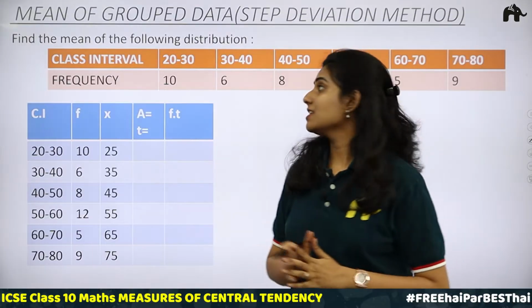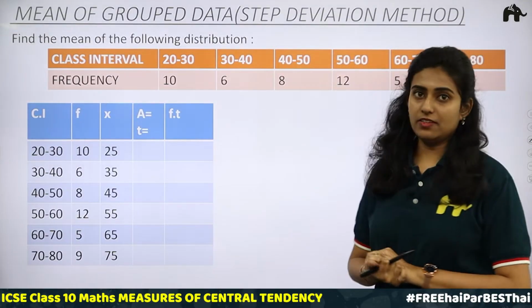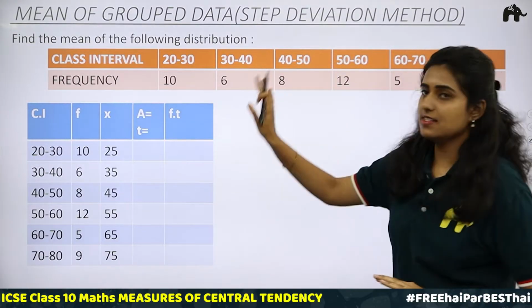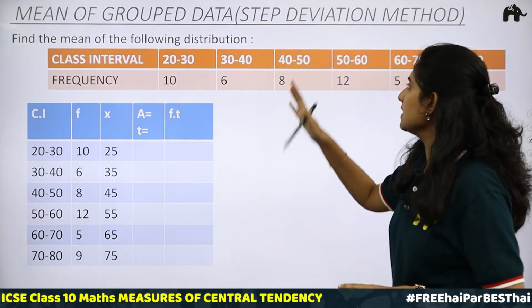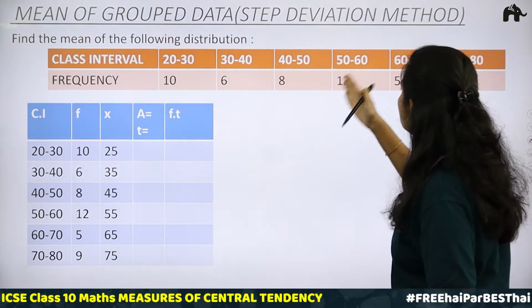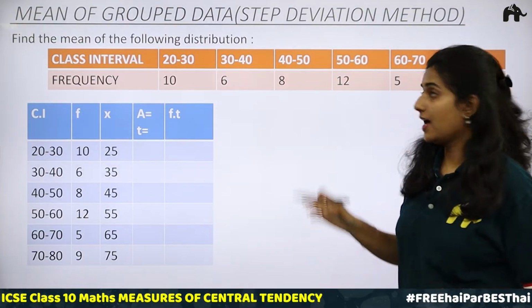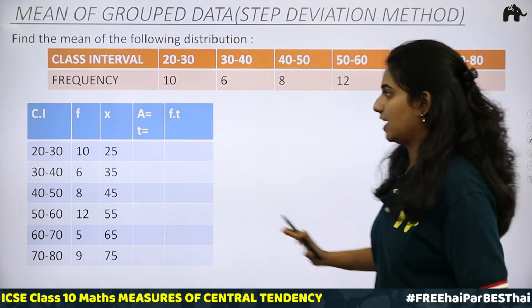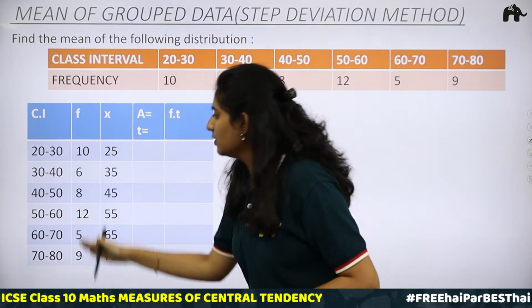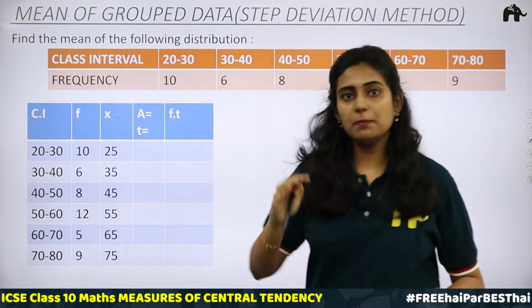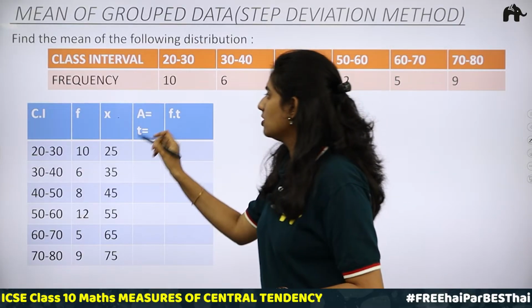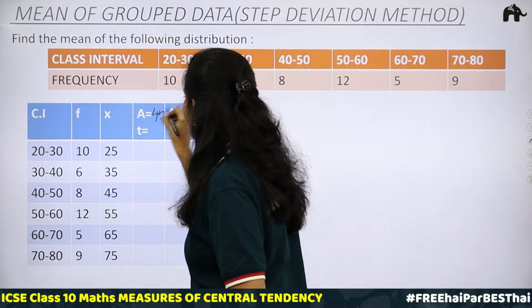Next, let us do the same problem with the step deviation method. Here we have the class intervals and the frequencies are the same. 20 to 30, 10; 30 to 40, 6; 40 to 50, 8; 50 to 60, 12; 60 to 70, 5; and 70 to 80, 9. We have the class intervals, frequencies, and x, the class mark, we have determined: upper limit plus lower limit divided by 2. Then what is the assumed mean? Assumed mean is equal to 45.